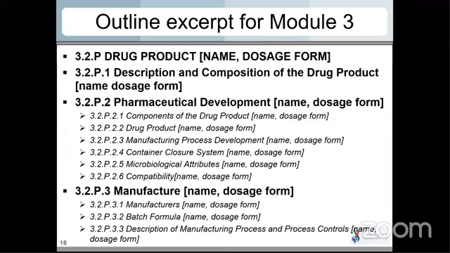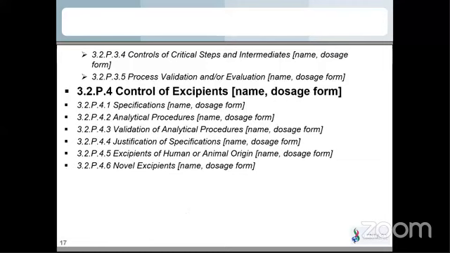This is just an excerpt of the outline for module 3. I begin here with the drug product because the drug substance information that's required is exactly the same as this. It just has a letter S in it and relates to the drug substance information as opposed to the drug product information. So these are the way that the items will then be numbered. It goes in the specific order of the description and composition, your pharmaceutical development, the manufacturing information, and the information on your excipients.